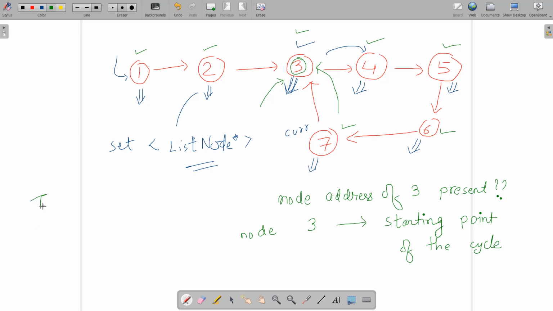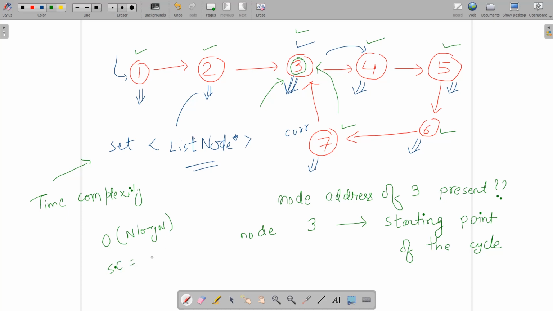So what would be the time complexity of this approach? Let's talk about time complexity. You can see I am maintaining a set of node addresses, and searching and insertion take logarithmic time, log of n, where n is the length of the linked list. So my time complexity would be, let me first erase it because it may confuse, n log of n.